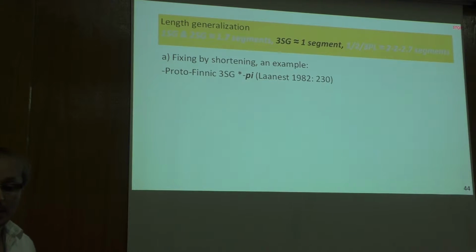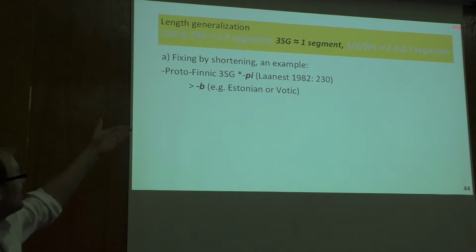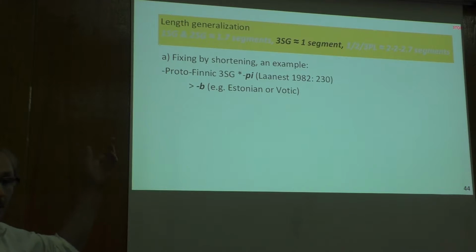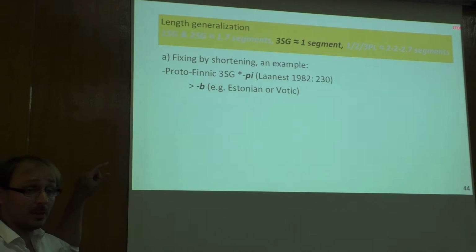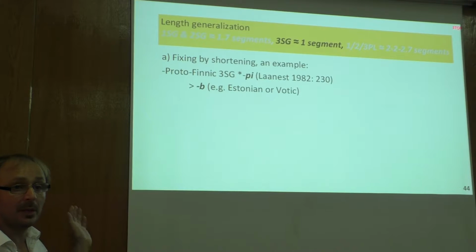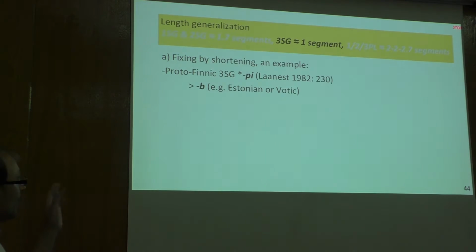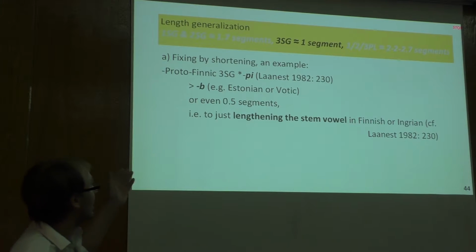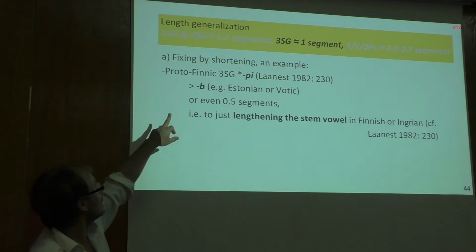Okay, so fixing by shortening. A good example: Proto-Finnic develops this third singular from the participle suffix p, and this is far too long as for this prediction, and yet in all Finnic languages this ending has been shortened. But crucially, neither the first singular nor the second singular has undergone any shortening in this time. So the shortening happened only in the third person, and even so, for example in Estonian, it's but one segment.